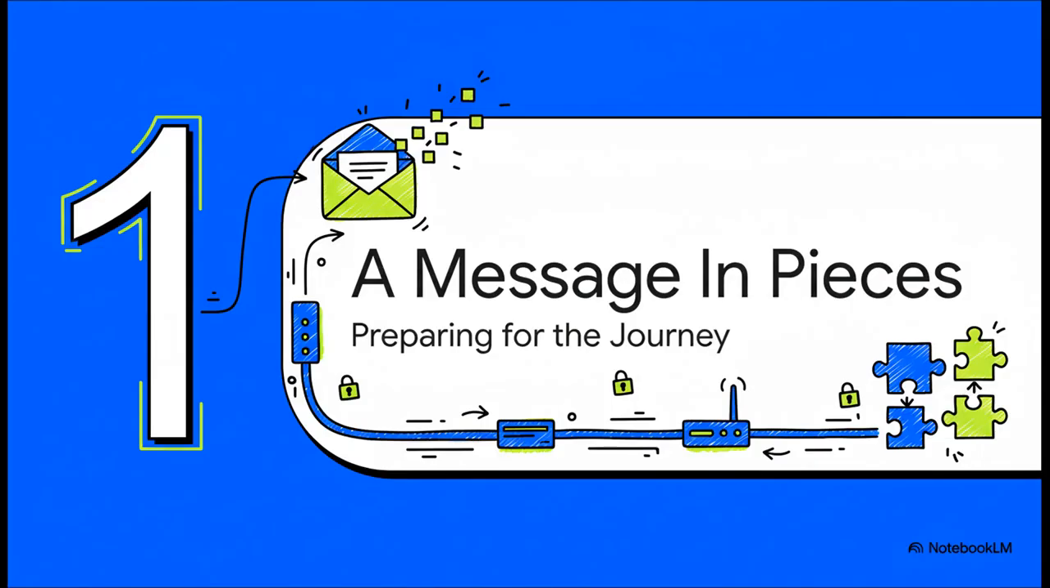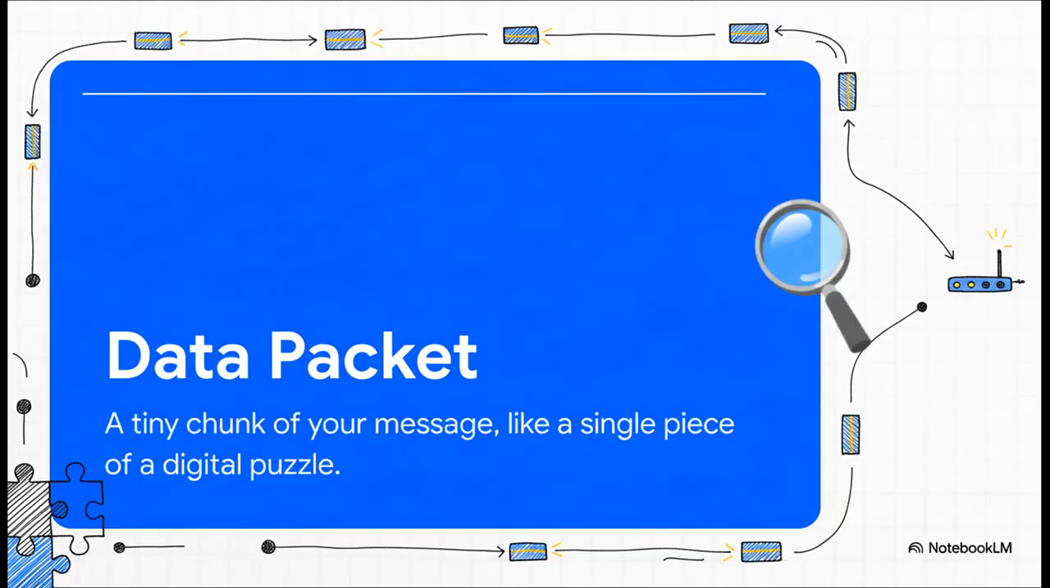Okay, so the first thing you've got to get your head around is this. Your message, doesn't matter if it's a quick hey or a massive video file, it doesn't travel in one big lump. Nope. The internet has a much, much smarter system for moving information around quickly and making sure it actually gets there. And that whole system is built around something called a data packet. The best way to think about it is like this. Imagine your message is a giant jigsaw puzzle. Before your device sends it anywhere, it smashes that puzzle into hundreds or maybe even thousands of tiny numbered pieces. Each one of those little pieces is a data packet.